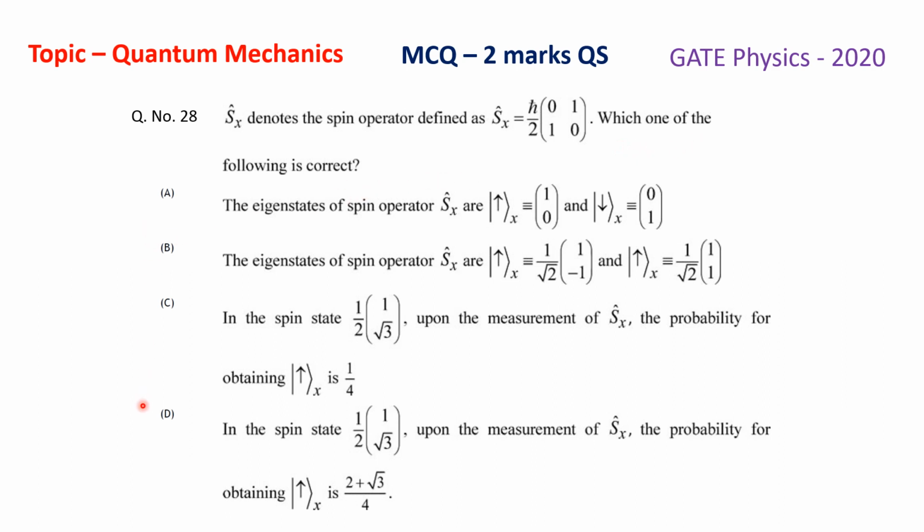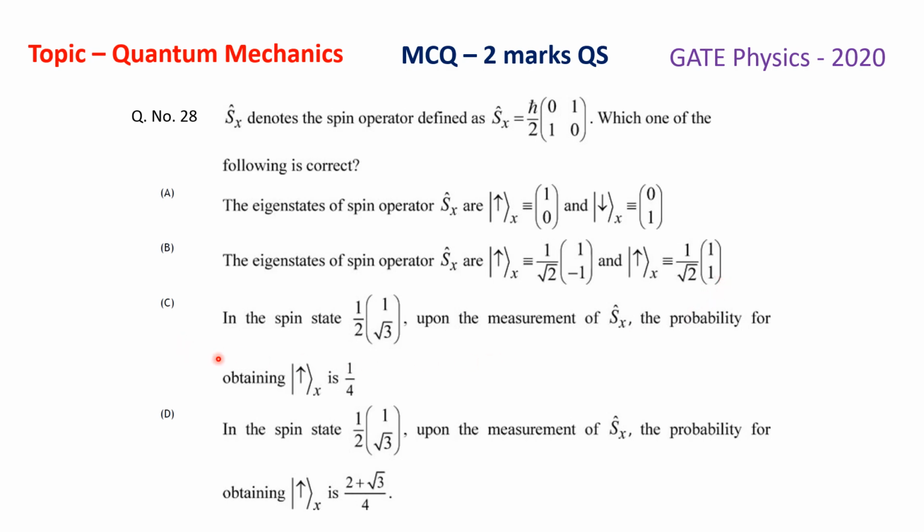There are 4 options given. Option A: the eigenstates of spin operator Sx cap are up spin equals the matrix 1, 0 and down spin equals the matrix 0, 1. Option B: the eigenstates of the spin operator Sx cap are up spin equals 1 by root 2 times the matrix 1, 1 and down spin equals 1 by root 2 times the matrix 1, minus 1.